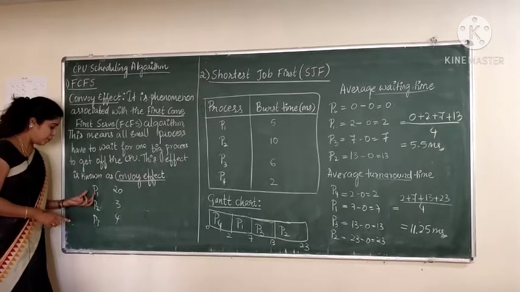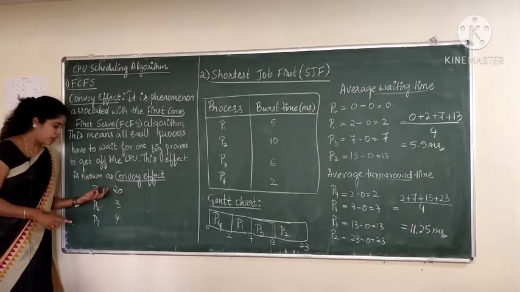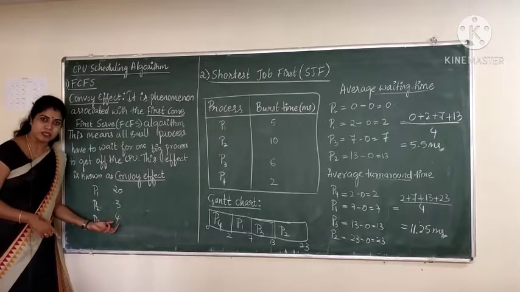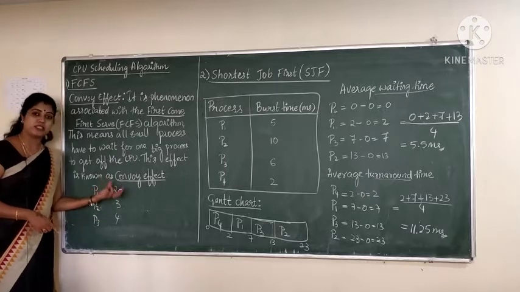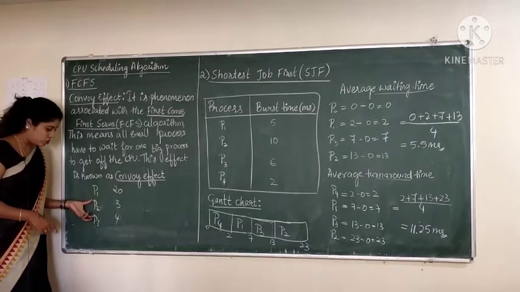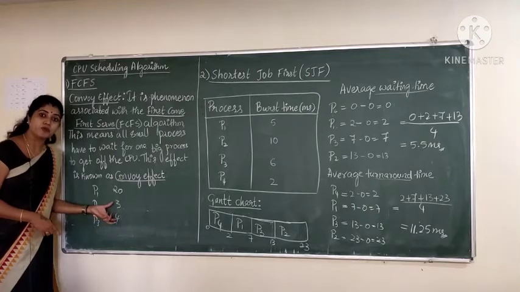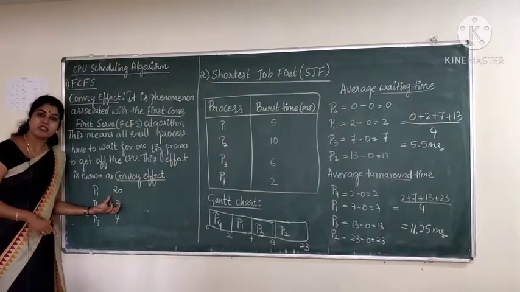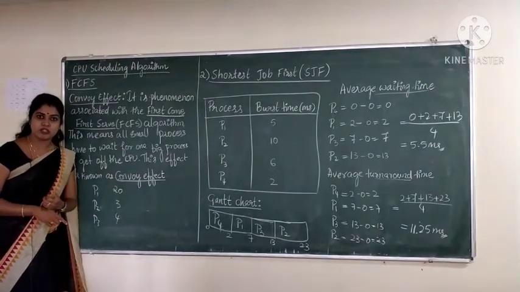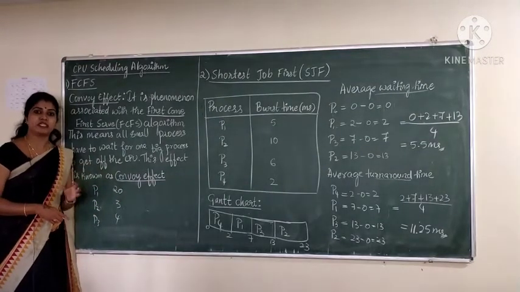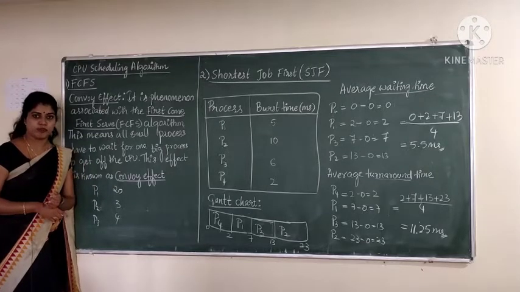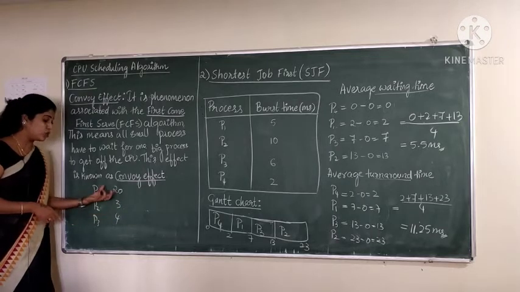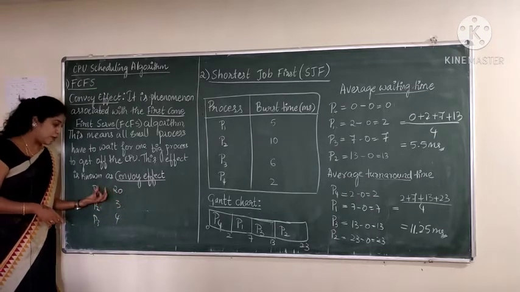So here P1 has a large burst time, P2 has a minimal one, which is 3, and P3 also has a small burst time. Convoy effect is when the processes with small burst times have to wait until the process with the larger burst time completes. Why? Because it is first come first serve, and the process that comes first gets the first chance of execution. Even a process with the least burst time has to wait for the process with the larger burst time if that one came first.